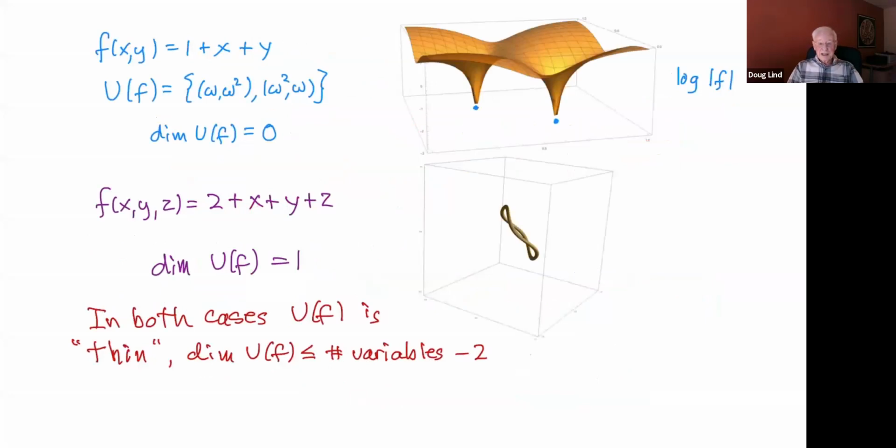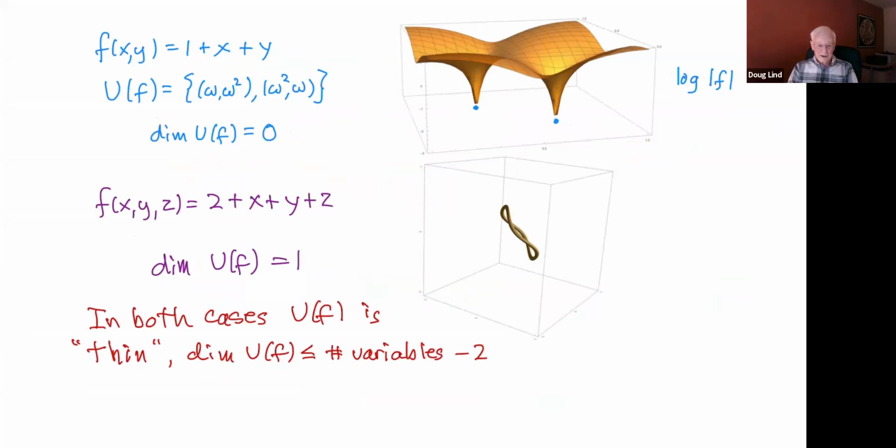So here are some examples to look at. Our example, 1 plus x plus y. The unitary variety of F is just these 2 points. Those are cube roots of unity. And its dimension is 0.